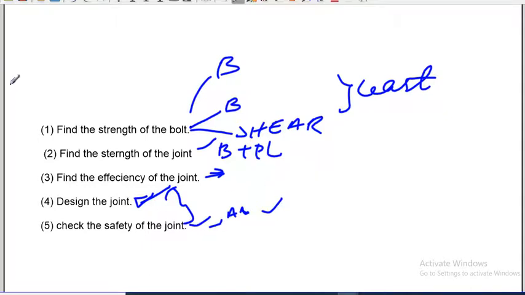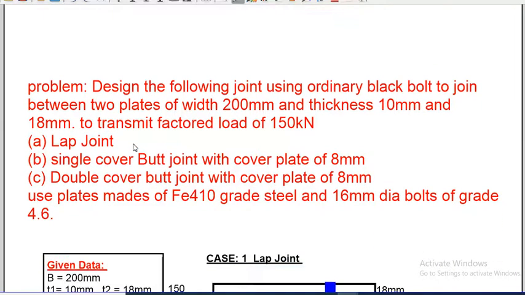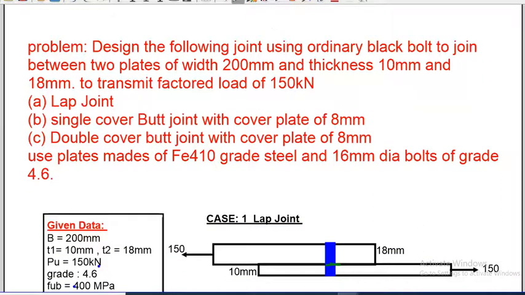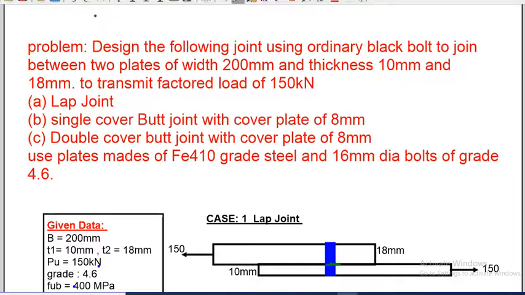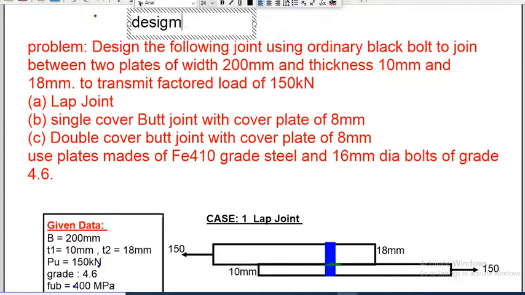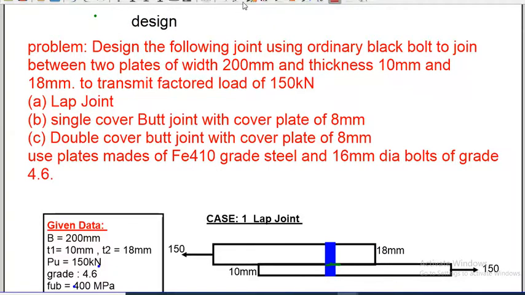This is a pure practical case. So let us go into the problem now. We will see one problem. This is a design problem, the fourth case which I told you, the design category. Let me read out the problem.